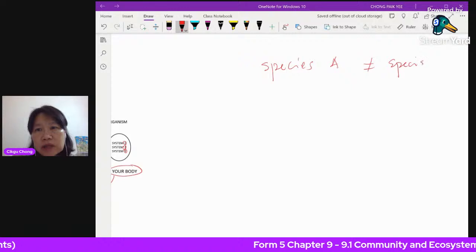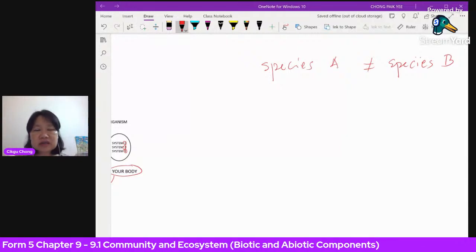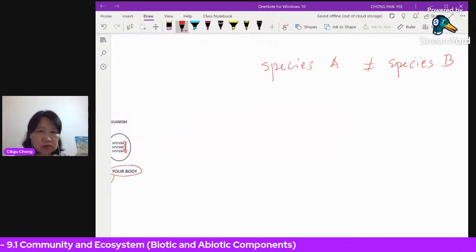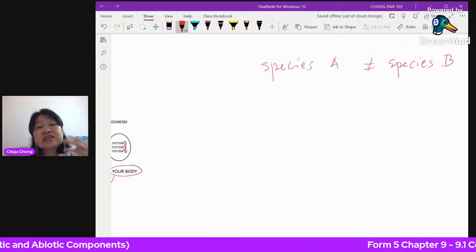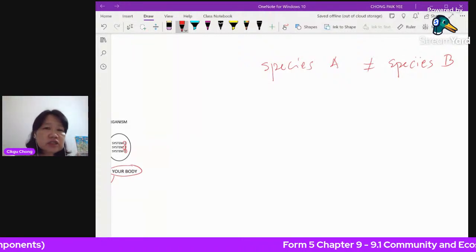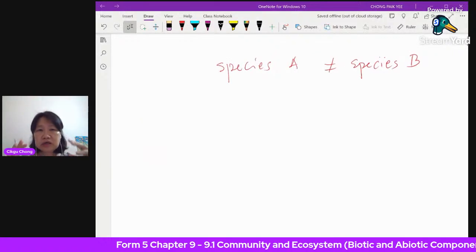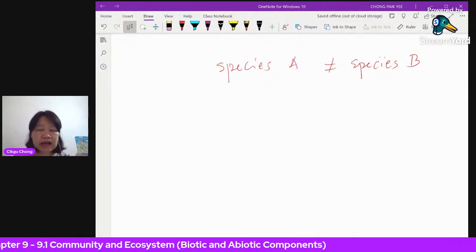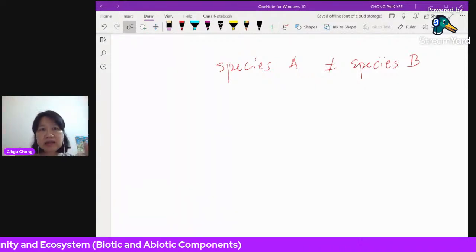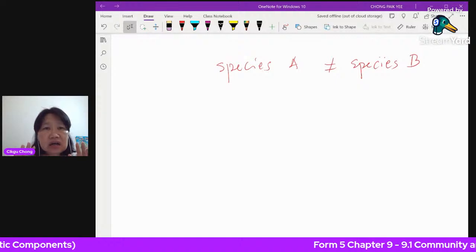What makes the scientists say this is a different species altogether? When I see this animal, I call it species A. When I see another animal, I call it species B. Now, why are they different? So what is the definition of being the same species? According to biology, animal X and animal Y are considered the same species if they qualify these conditions.